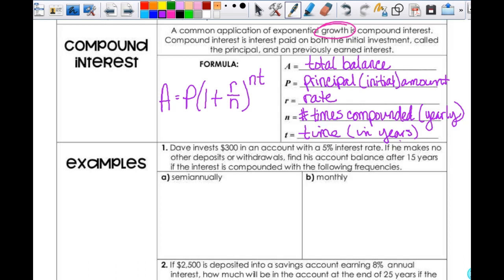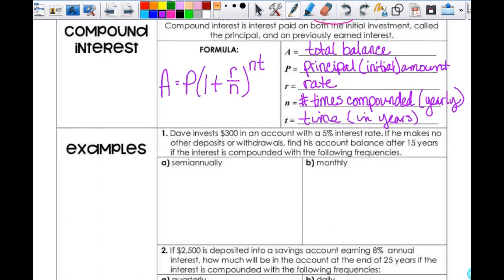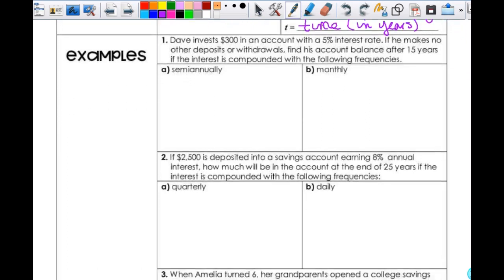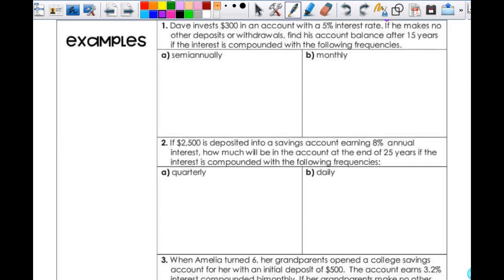All right, so our examples. Dave invests $300 in an account with a 5% interest rate. If he makes no other deposits or withdrawals, find his account balance after 15 years if the interest is compounded with the following frequencies. All right, so the first thing we write down is whatever T is. In this case, what is T? 15. And N is going to be what? What does semi-annual mean? 2. It's 2 times a year.